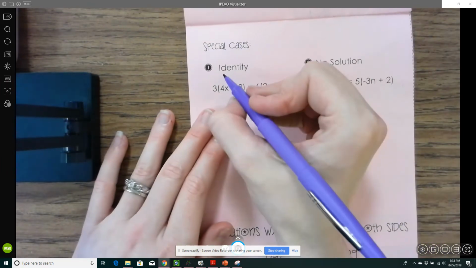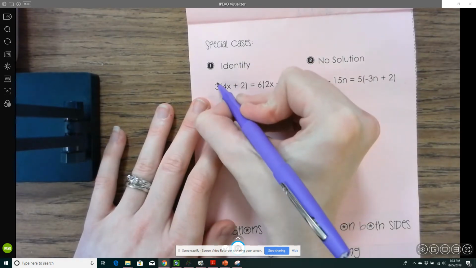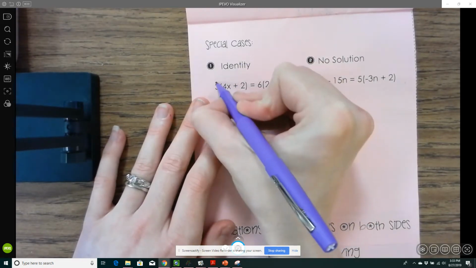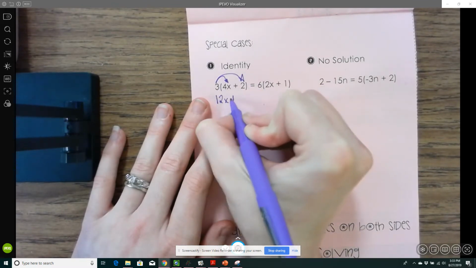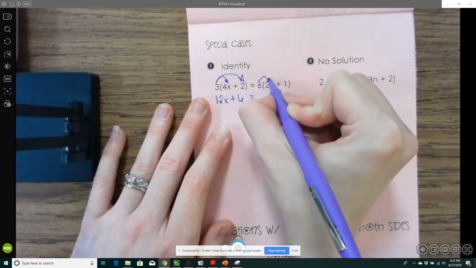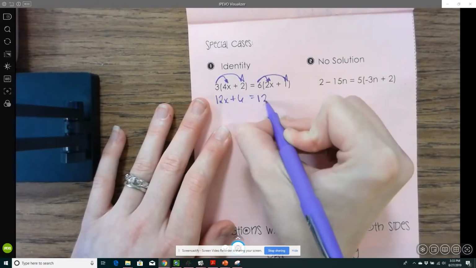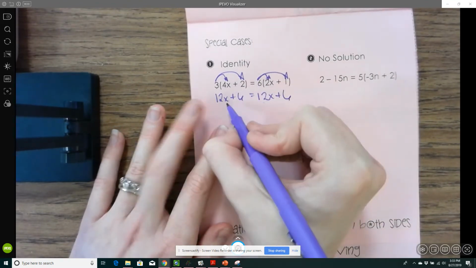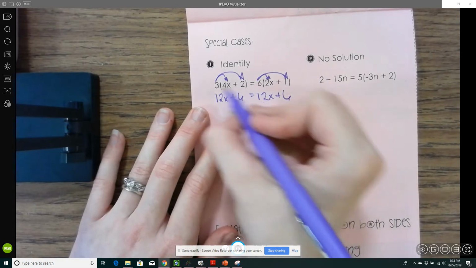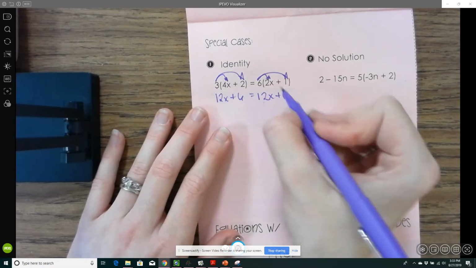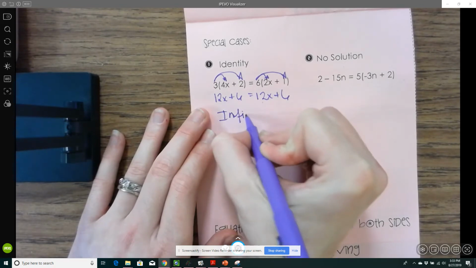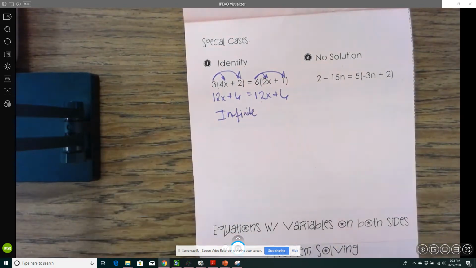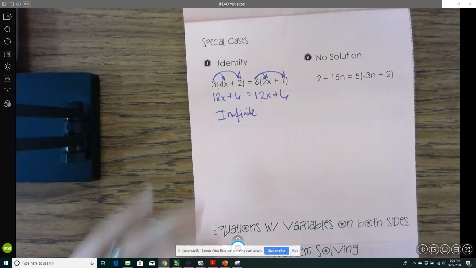And so special cases. In this one we're going to have to distribute first, and we get 12x plus 6, and then over here we're going to distribute, and we get 12x plus 6, and you can see here that they're both equal to each other. So when they're both equal to each other, we have an infinite number of solutions. No matter what number we put in there, it's always going to equal the same.